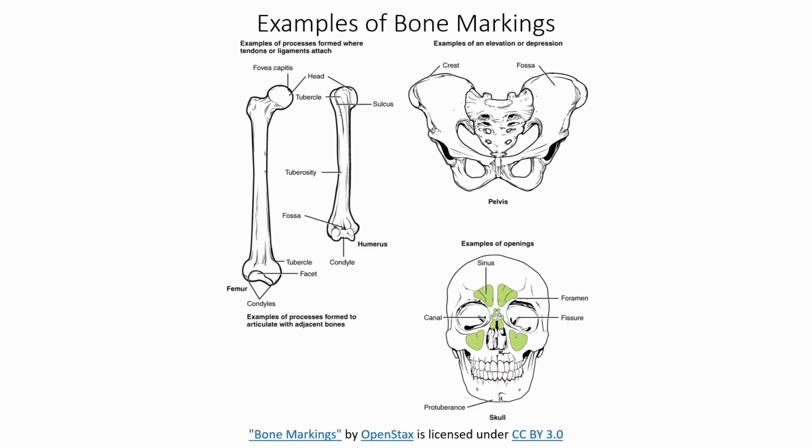And then some of the openings that we see. We see the sinuses all in green. We have foramen. This is going to be an opening, like a hole. We have a fissure. This is like a wider opening, like a slit or a slot. And then protuberance, this is going to be an area that kind of sticks out a little bit.